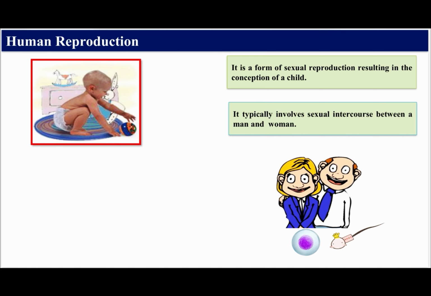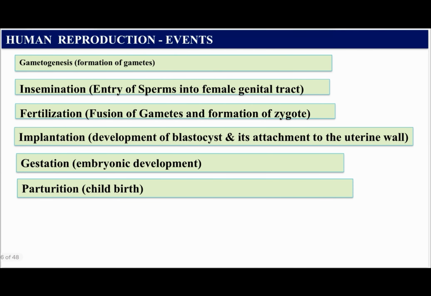Now we will start human reproduction. It is a form of sexual reproduction which results in the formation of a child. This typically involves sexual intercourse between a man and a woman, resulting in the conception of a child. Human reproduction passes through some events. We will study these events in a later part, but in this part we will only cover the male reproductive system.